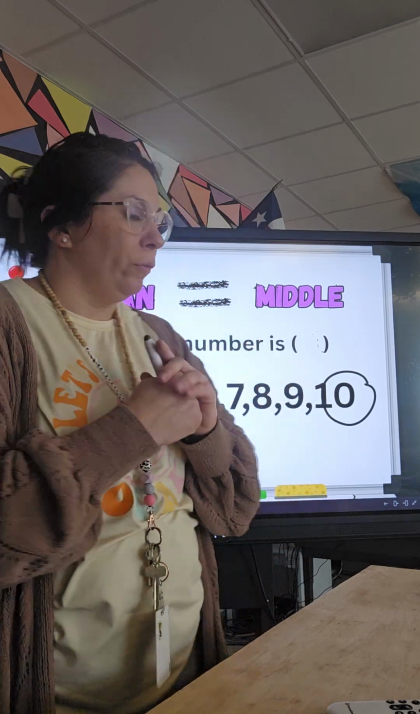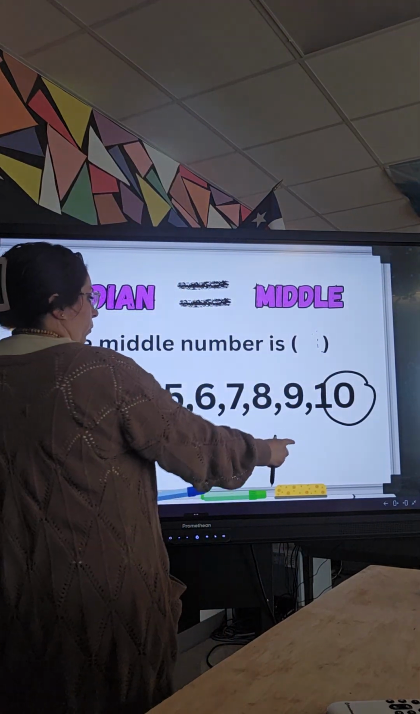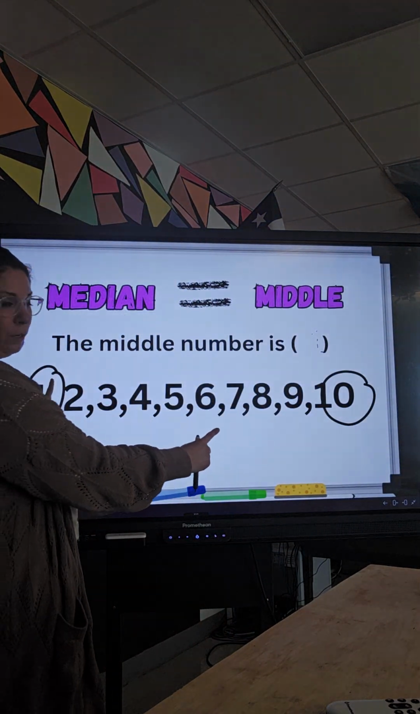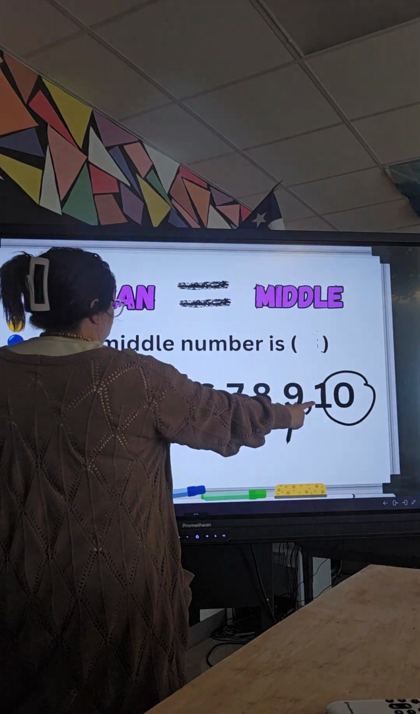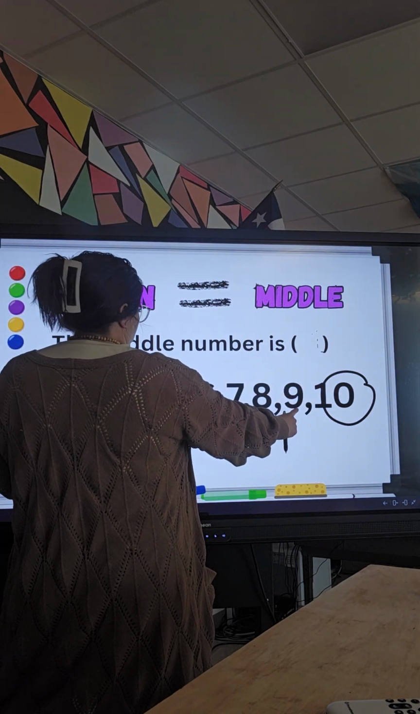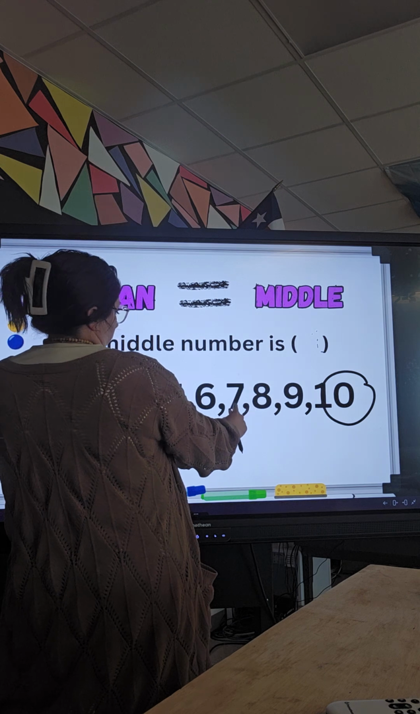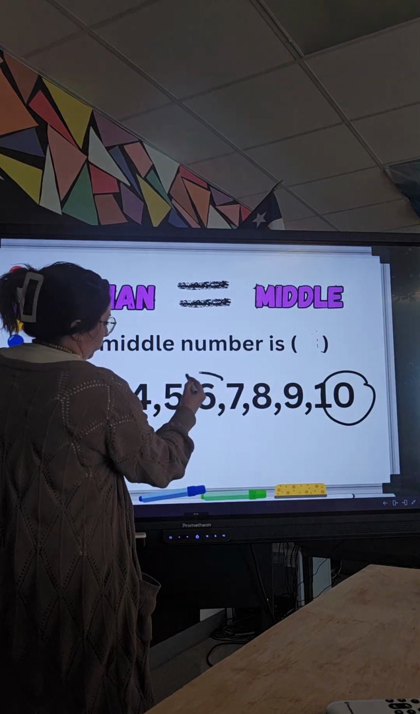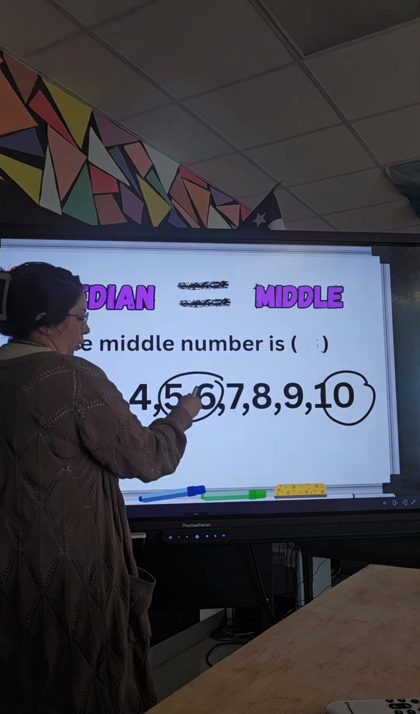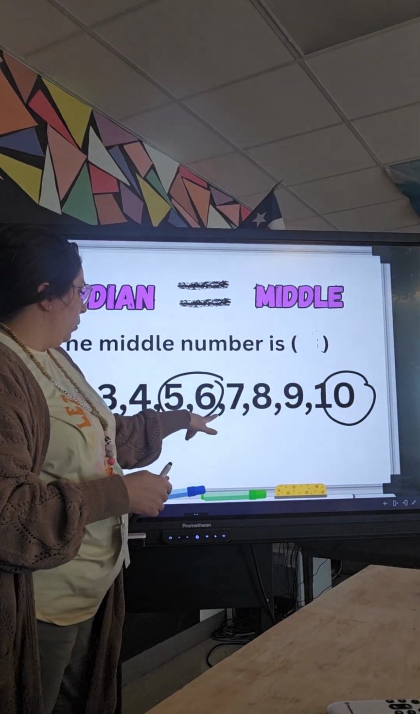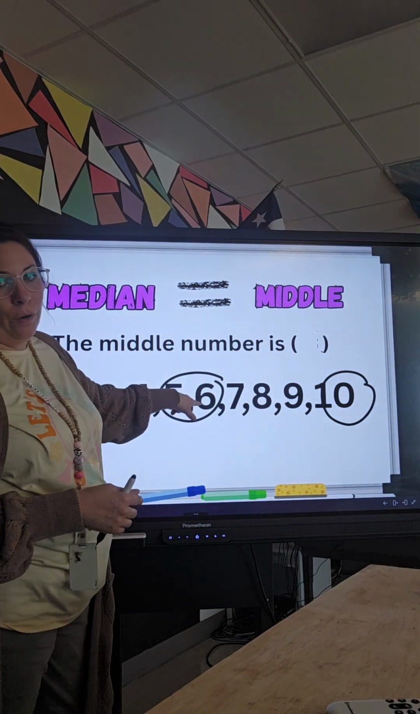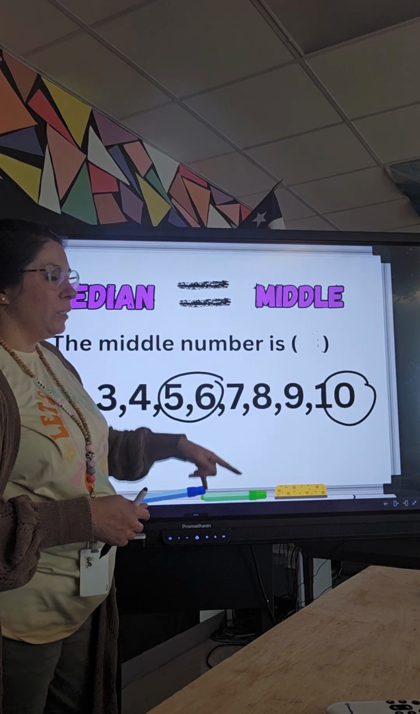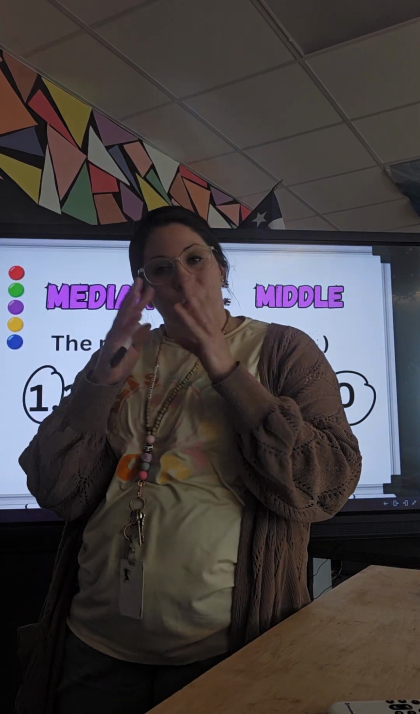So let's see what we have. We're going to group them together. So we have our 1 and our 10. So that's 1, 2, 3, 4, 5. Now these right here are grouped together because there's no number in between them. So we can't say our middle number is 5 and we can't say our middle number is 6 because they're still together. They're grouped in that group together.